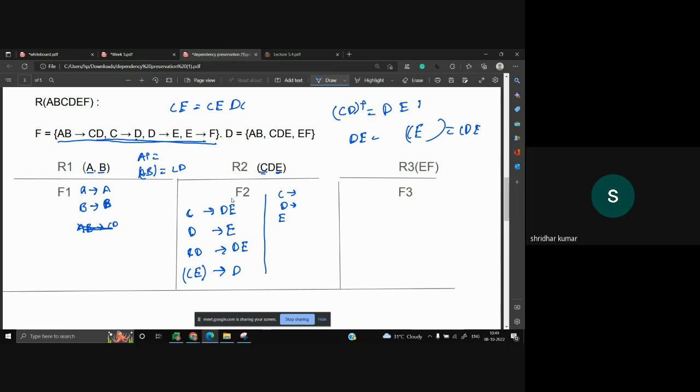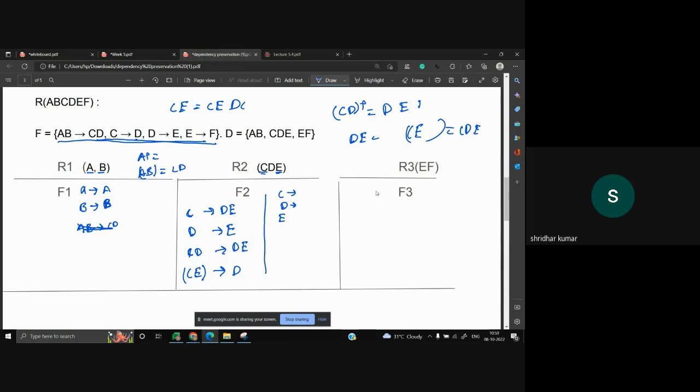Okay, but using that concept, sir, AB is there and in R1 A is there. So can't we take the individual A from F? No, no. In the functional dependency, AB determines CD, so you have to consider AB only. But while computing the closure of CE, you can take either C or E or the combination CE. Okay, sir, now I got it. Closure means C will also determine C and E itself, right? Yeah, trivially. So from C I can get D, from E I am getting F. So closure of CE will be CEDF. Okay, thank you sir.